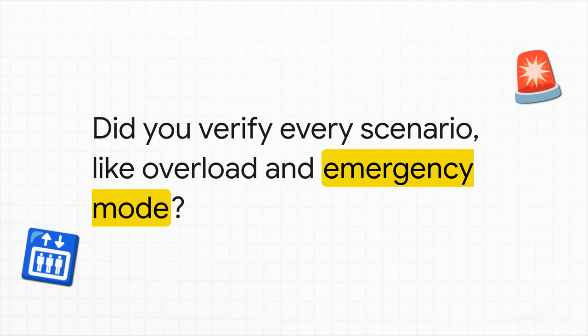Okay, did you verify it going to floor 1? What about floor 2? Did you test the overload sensor? What happens in emergency mode? Here is the absolute crucial insight. You can have 100% code coverage, but if your functional coverage is low, you still haven't tested the things the user actually cares about.